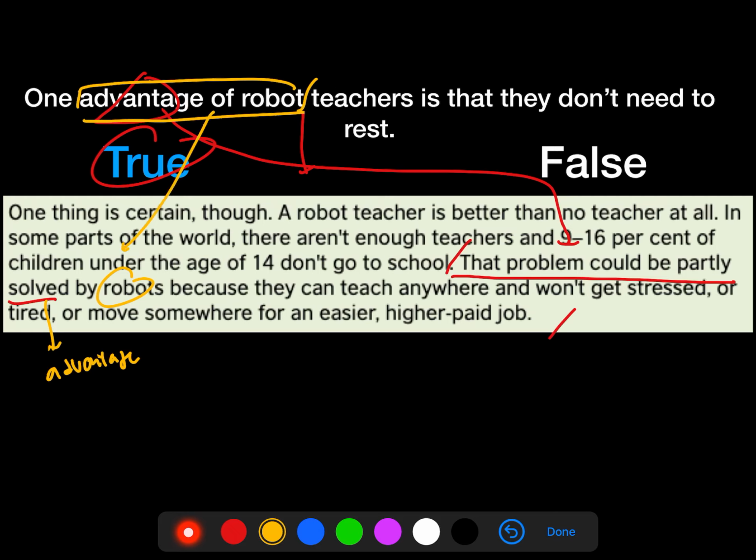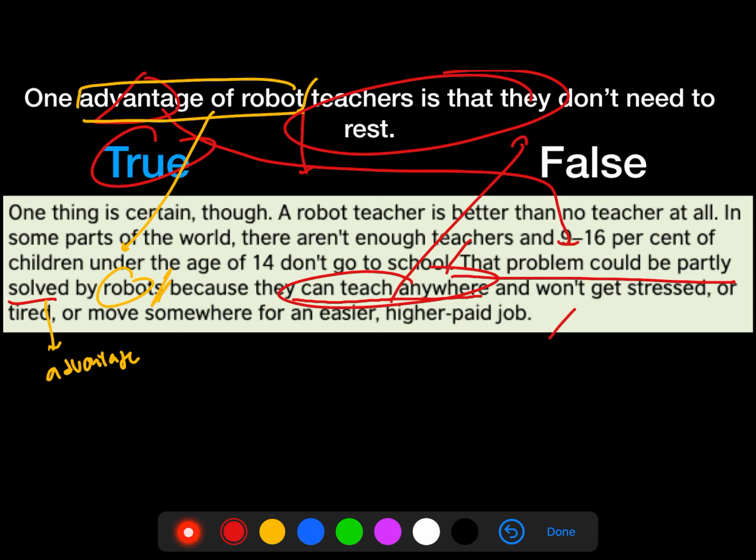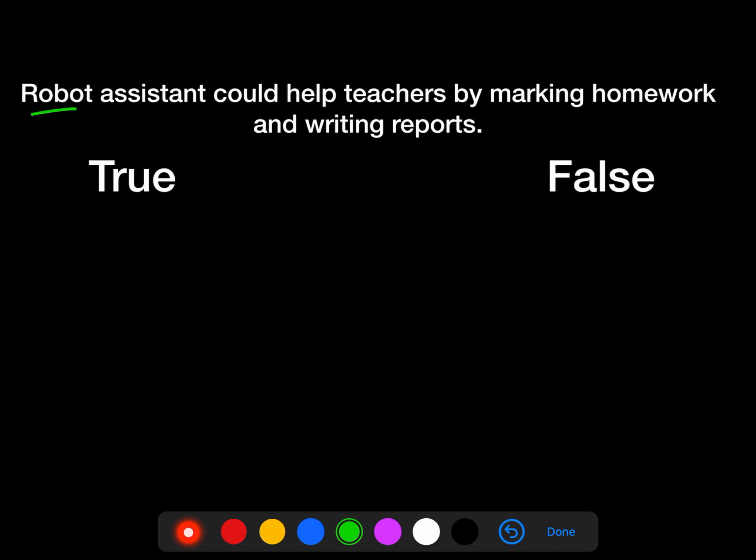That problem could be partly solved by robots because, number one, they can teach anywhere. But we cannot find anything about this in the question. Number two, one gets stressed and tired. So we can find that they don't need to rest. One gets stressed has the same meaning. So the answer is true, everyone. Very good. Now let's move on to the next one. Robot assistants could help teachers by marking homework and writing reports. Is this true or not?